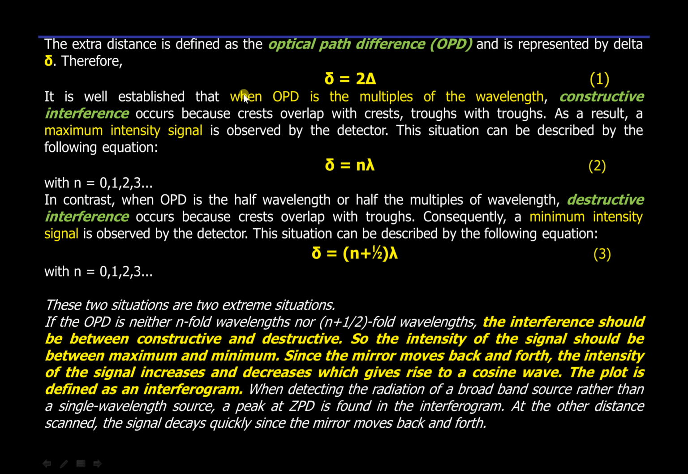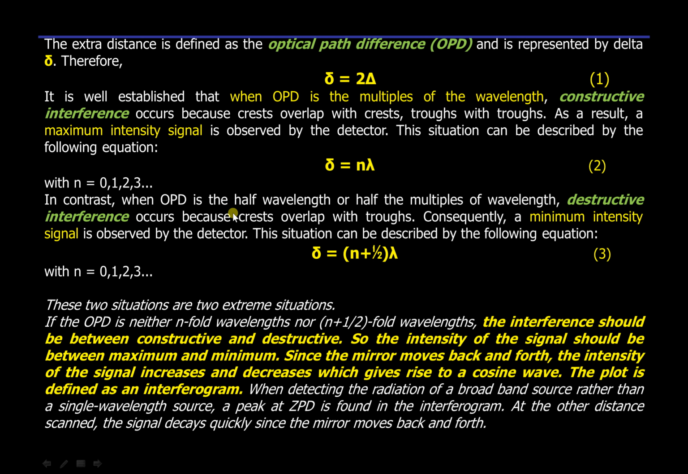It is well established that when the OPD is a multiple of the wavelength, constructive interference occurs, because crests overlap with crests and troughs overlap with troughs. As a result, the maximum intensity signal is observed by the detector, and the situation can be described by the following equation: delta is equal to n lambda, where n can be 1, 2, 3.